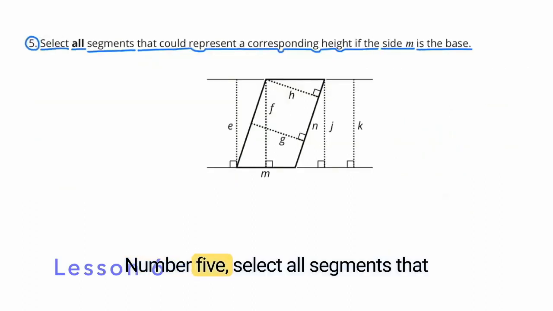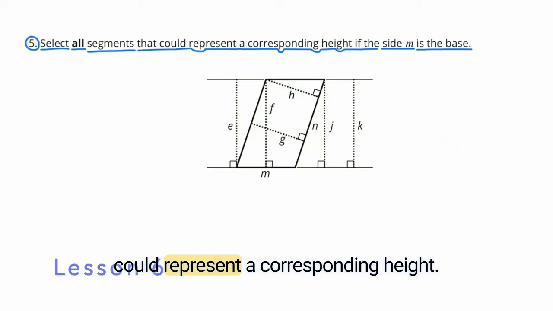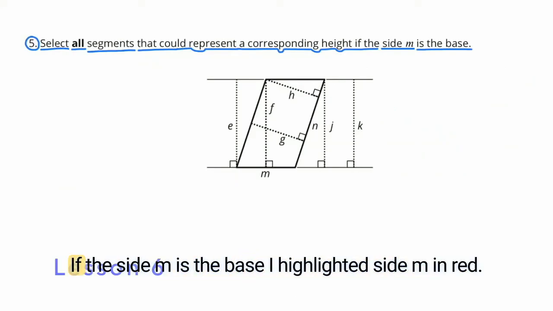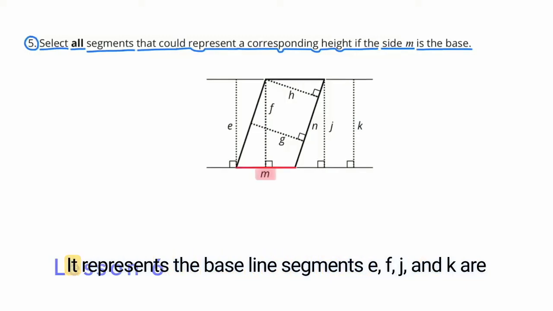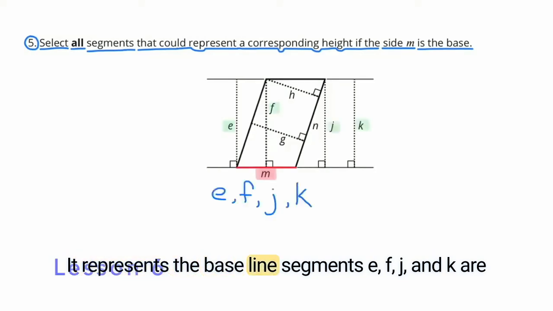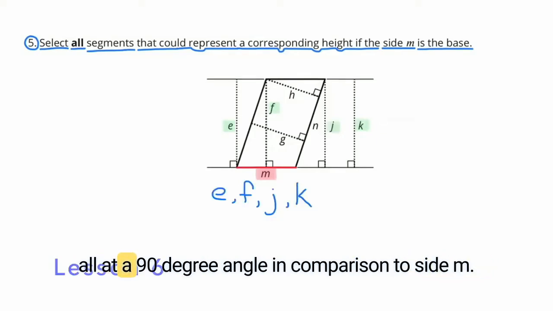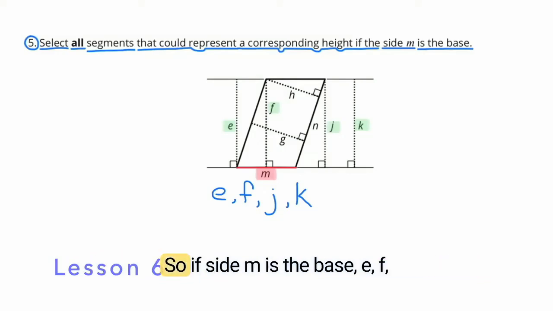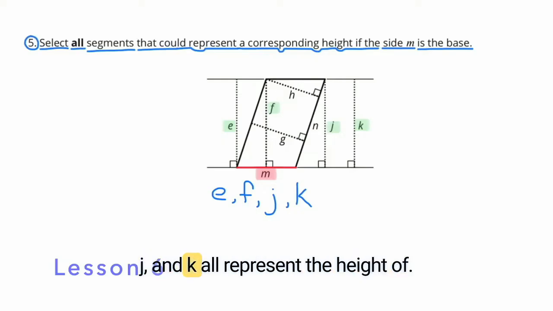Number 5. Select all segments that could represent a corresponding height if the side M is the base. I highlighted side M in red. It represents the base. Line segments E, F, J, and K are all at a 90-degree angle in comparison to side M. So if side M is the base, E, F, J, and K all represent the height.